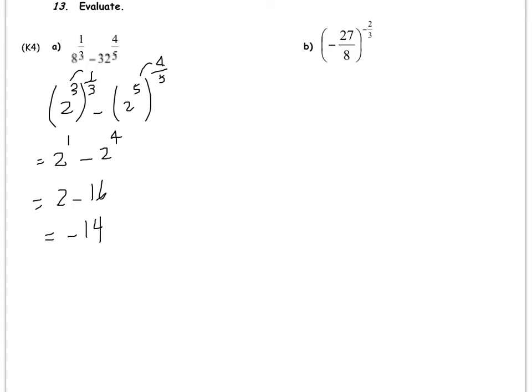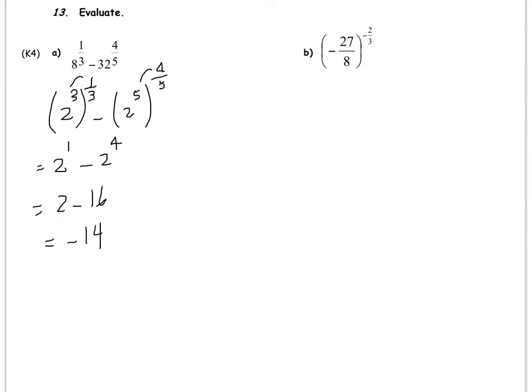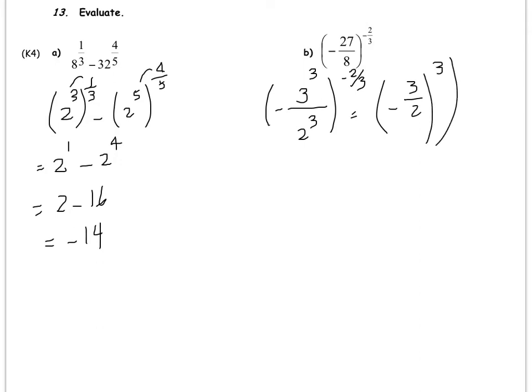Now for part B, I'm going to express again each part of the fraction into base and exponent. I'm going to write this one as negative, 27 is 3 exponent 3, and 8 is 2 exponent 3, exponent negative 2 over 3. This one can be written as negative 3 over 2, exponent 3, and the whole thing is exponent negative 2 over 3.